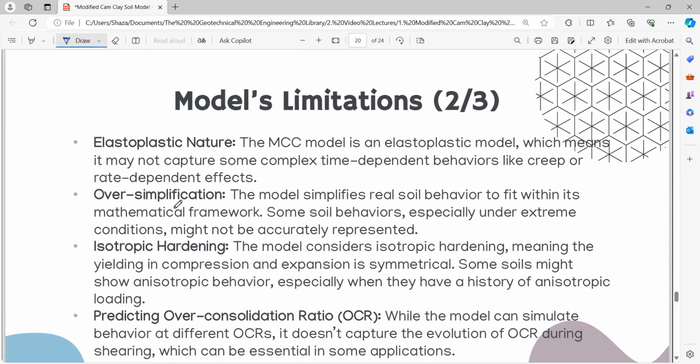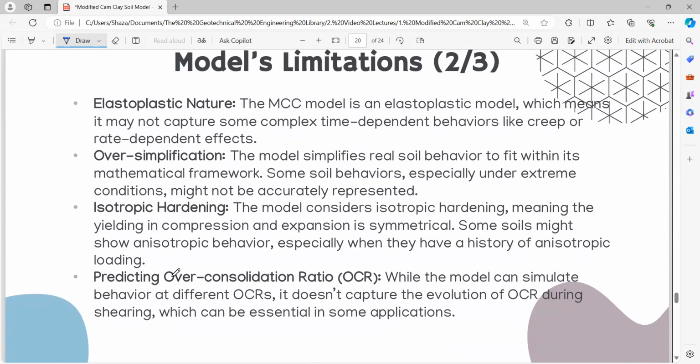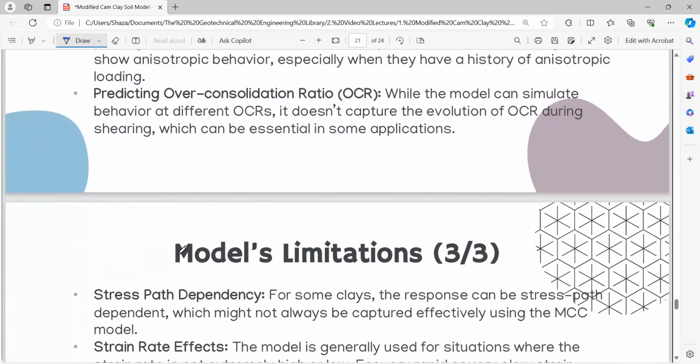That means the compression and the expansion of the soil is symmetrical. It is the same in all directions inside the medium. Also, this model is able to simulate the behavior of different over-consolidation ratios, but it's not able to capture the evolution of the over-consolidation ratio during shearing. Maybe it's not important in all cases to do this prediction. However, it is maybe essential in other applications, and that's why we should consider this point.